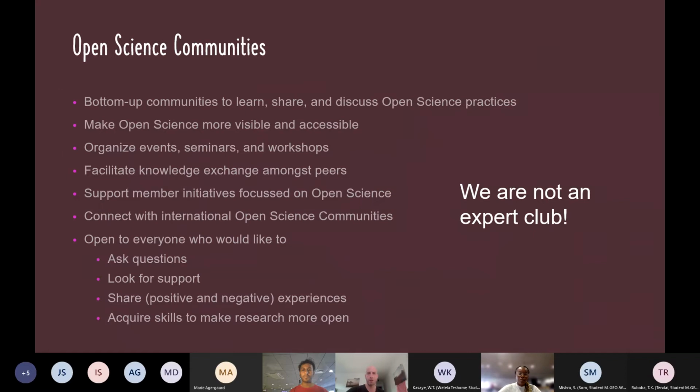In the Netherlands, some researchers interested in open science teamed up to create so-called open science communities. These communities are bottom-up communities to learn, share, and discuss open science practices. One of the main goals is to make open science more visible and accessible by organizing events, seminars, and workshops. It's also about bringing people interested in open science together to facilitate knowledge exchange amongst peers. Members can also start their own initiatives around open science, and these communities are open to everyone.